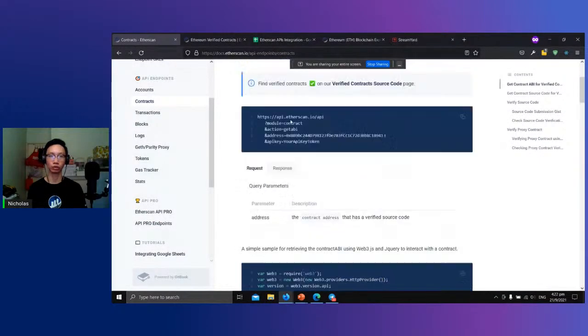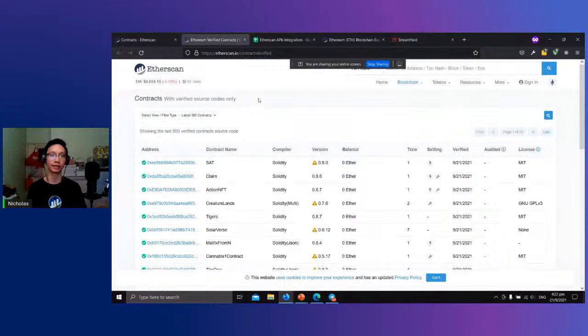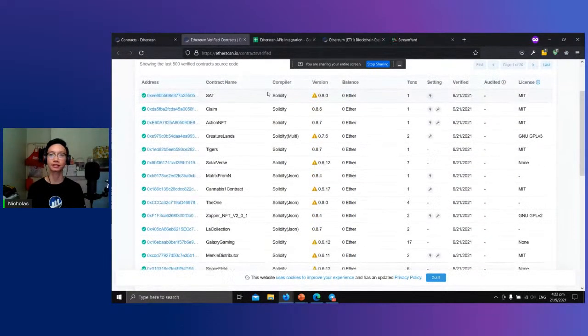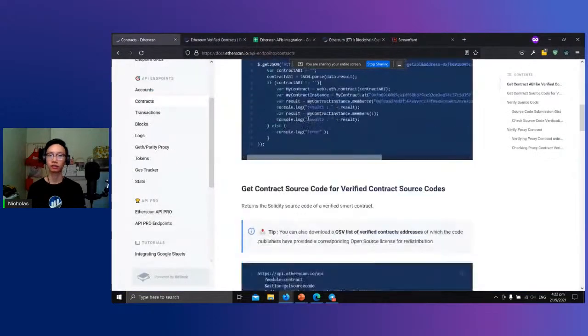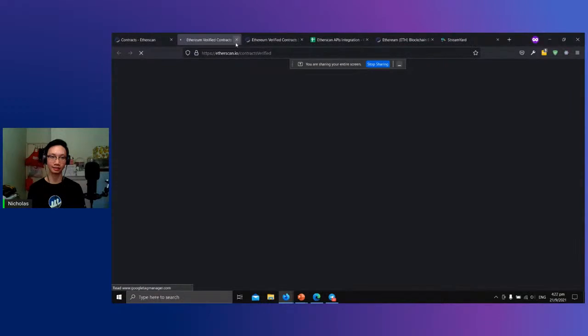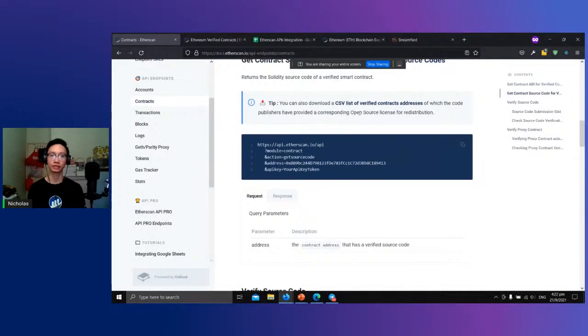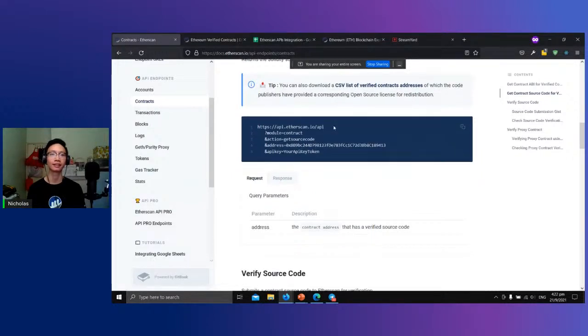Most of these endpoints, such as contract ABI and get contract source code, only work on contracts that have been verified. There is a page on Etherscan that shows you all the verified contracts, and you can use the API to get this list of verified contracts that users have submitted to Etherscan. If you want it as a CSV, that's possible too.